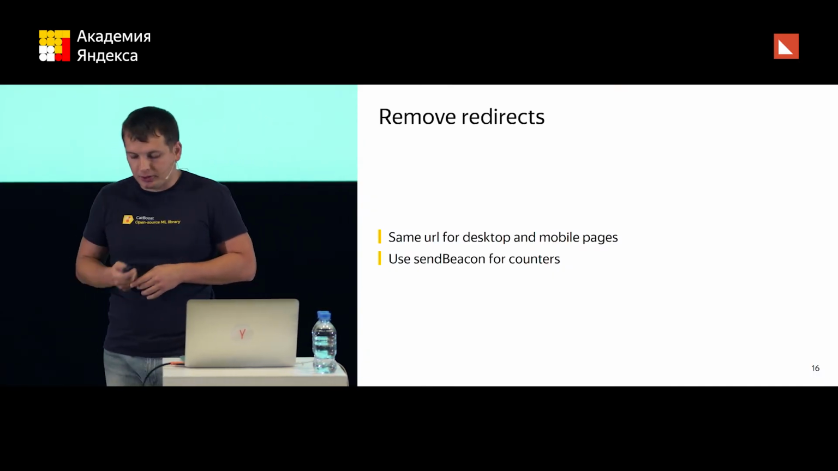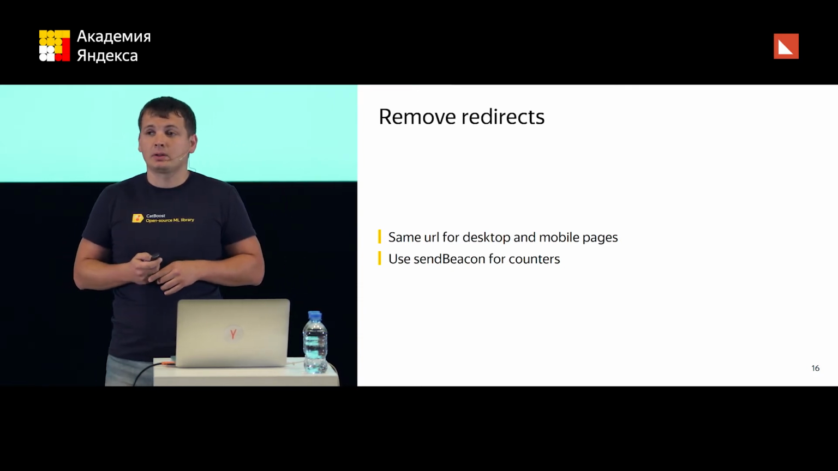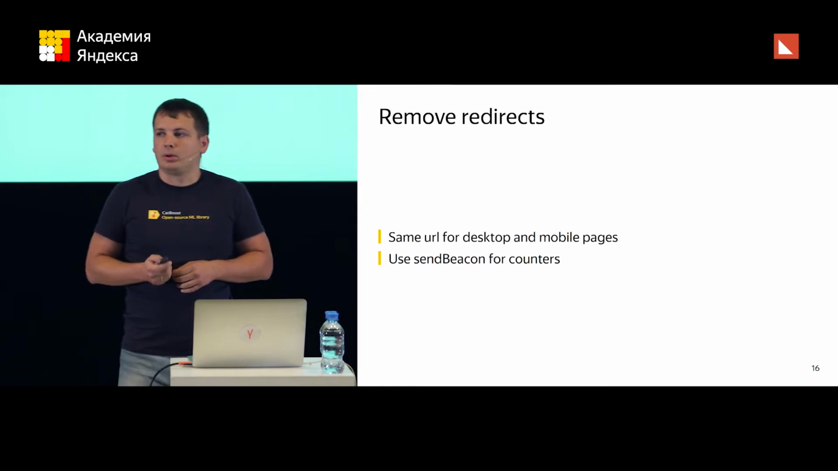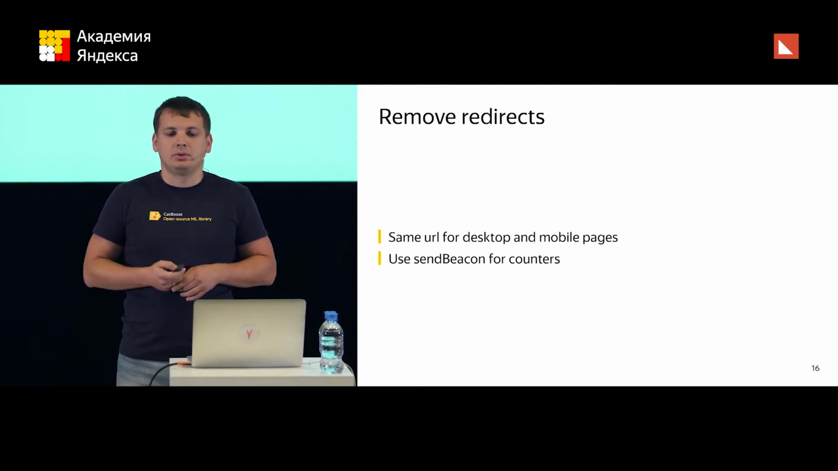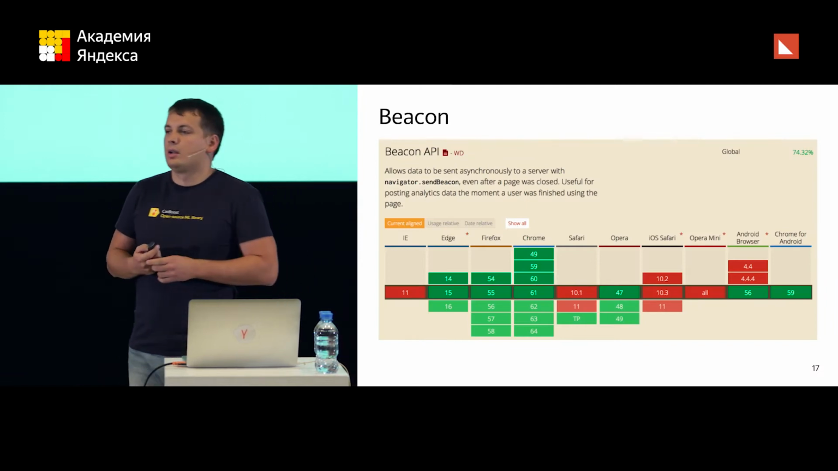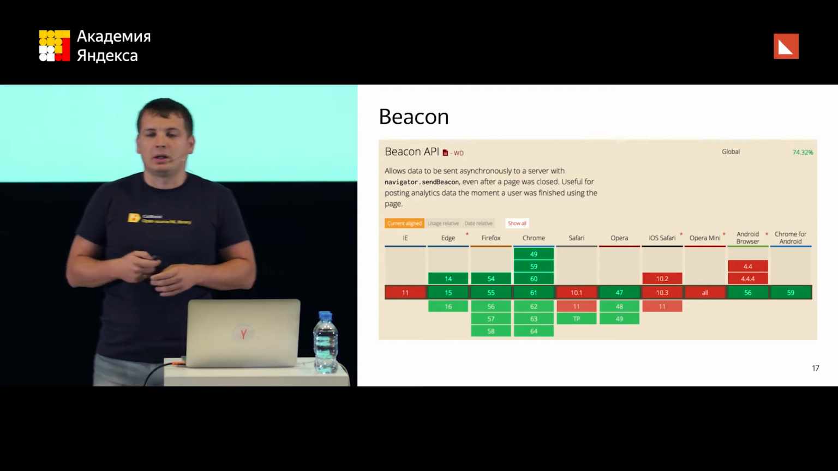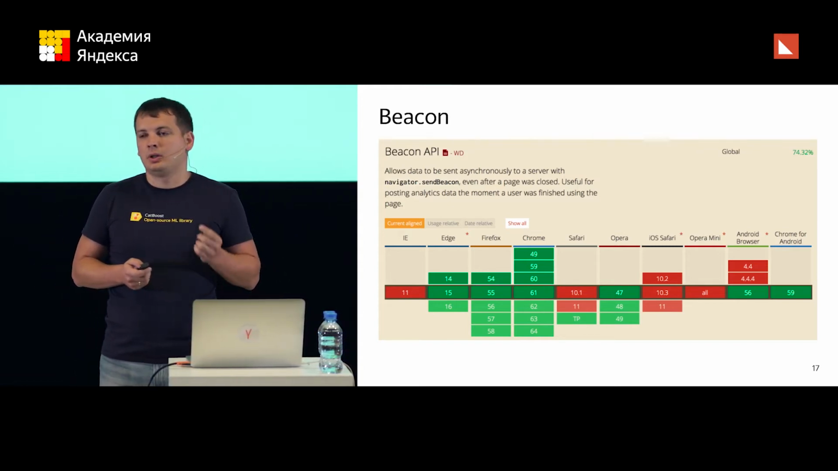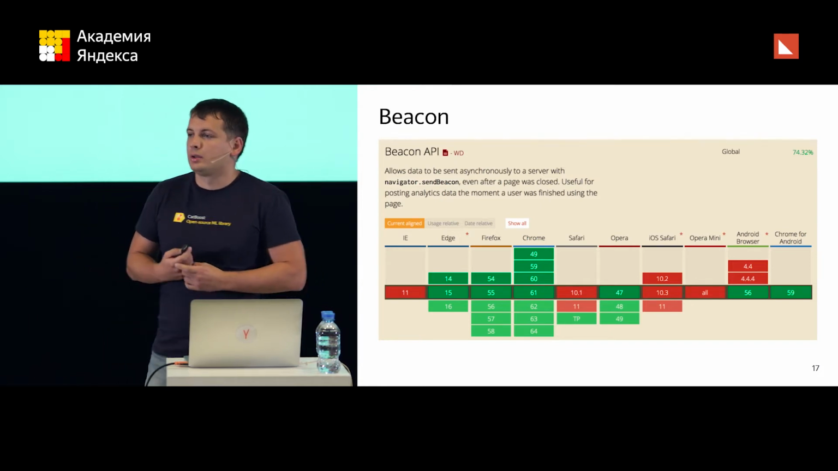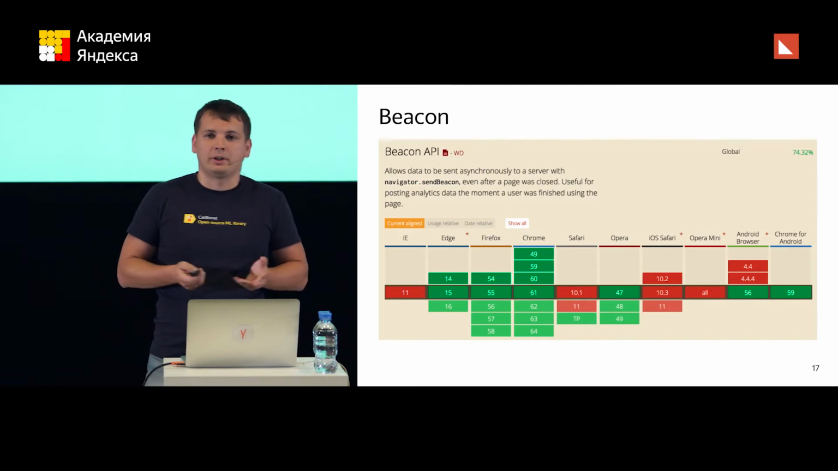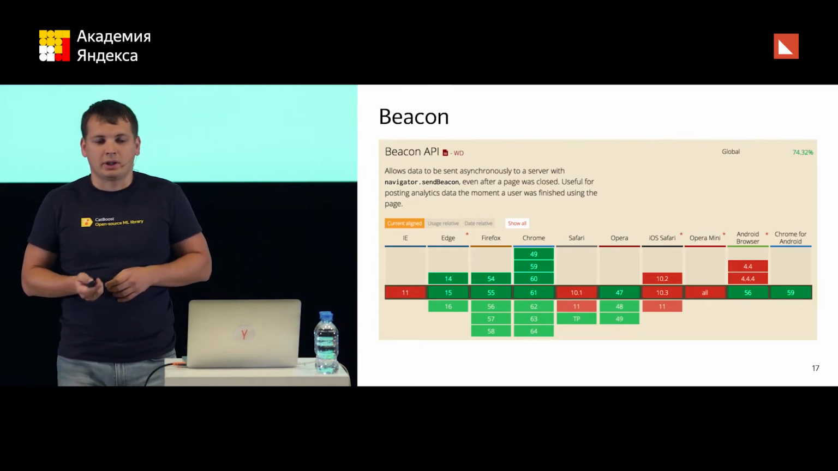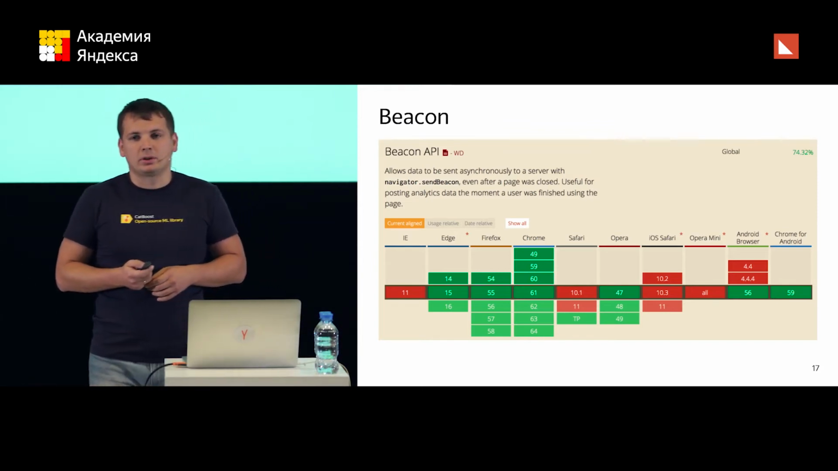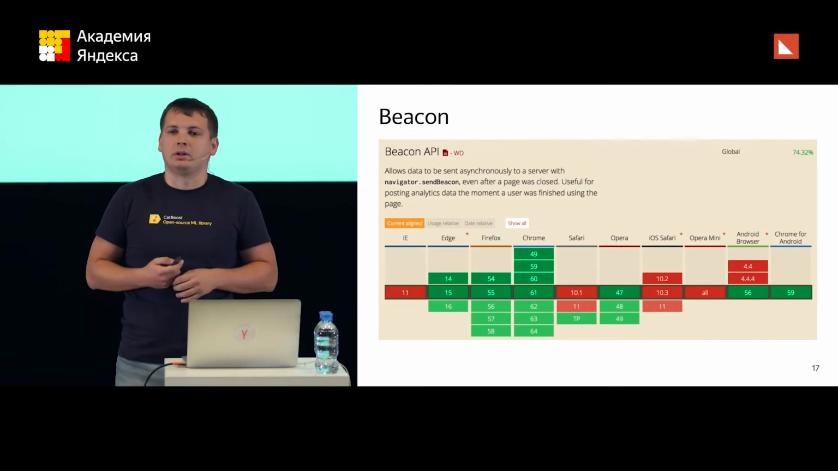As I've already mentioned, network requests are expensive and take much time. So it's really important to remove redirects. You need to use the same URL to handle both desktop and mobile requests. And if you use redirects for counting links, you need to use beacons. What are beacons? It's a special browser API that allows data to be sent asynchronously even if the page was closed. And you shouldn't be afraid that requests can be aborted when the page is unloading. Beacons have pretty good support in all browsers, and the cool thing is that they are supported in Safari Technology Preview, and maybe will be supported in mobile Safari in the future.